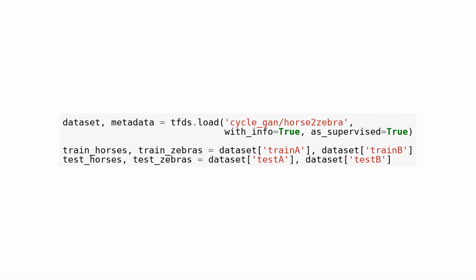We assign these splits to variables for clarity, naming the training images of horses as train_horses and the training images of zebras as train_zebras. Similarly, we do the same for the test images, storing them in test_horses and test_zebras. This setup prepares the data for subsequent processing and training of the CycleGAN model, ensuring that each domain's images are clearly separated and accessible for the next steps.